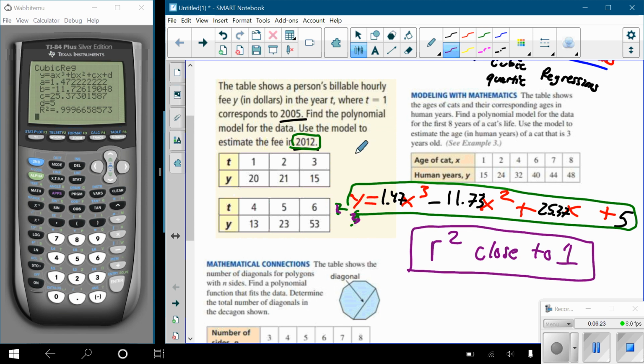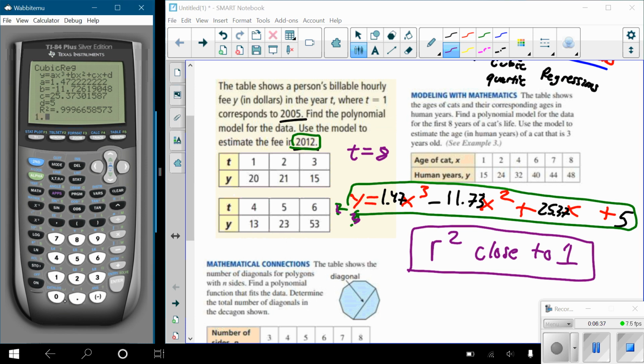So I'm going to want to use a t value of 8, and I want to figure out the y when t or x equals 8. Just going to plug in 8 for all the x's. See what I get out. Let's do that real quick. Oops. Let's clear all this out. 1.47 times 8 cubed. That's 11.73. Oops, sorry.